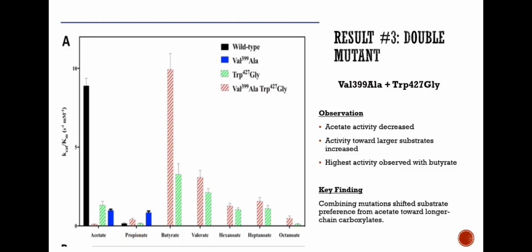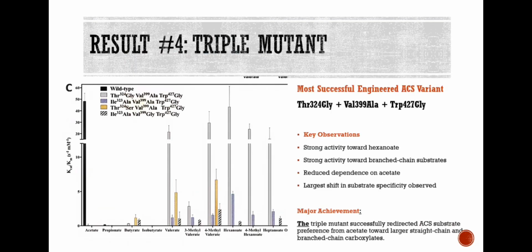So in the results here, the researchers combined the VAL and TRP mutations into a double mutant. Compared with the wild-type enzyme, activity towards acetate decreased while activity towards larger substrates increased. Most importantly, butyrate became the preferred substrate. This showed that combining mutations can shift substrate preference away from the natural substrate.